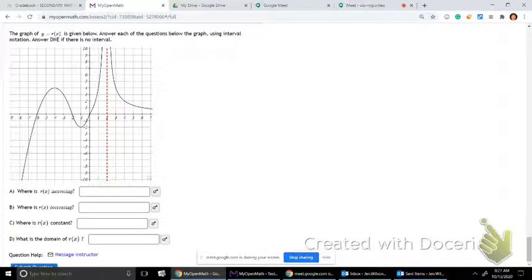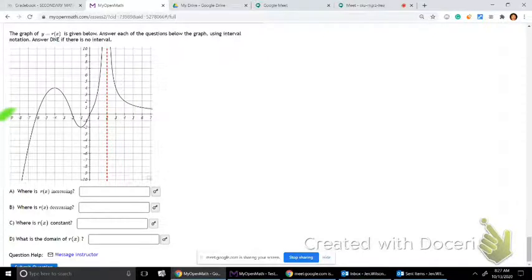On this graph, they're asking us for increasing intervals, decreasing intervals, constant intervals, and domain. I want to start with domain because it's the simplest. All of these questions want x-coordinates. Domain wants any x-coordinate the graph could be including. So I'm going to start down here.